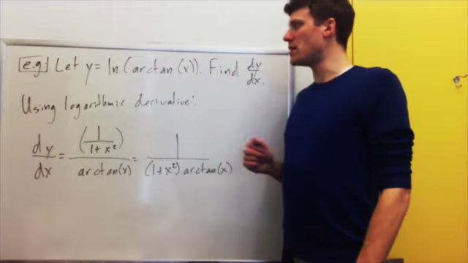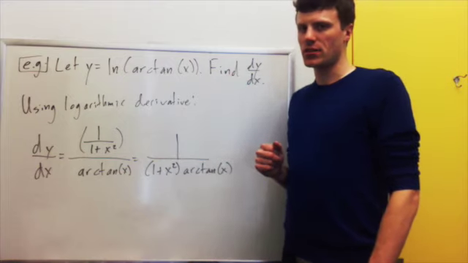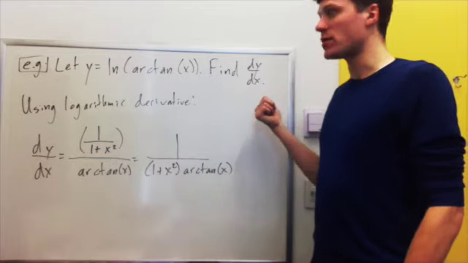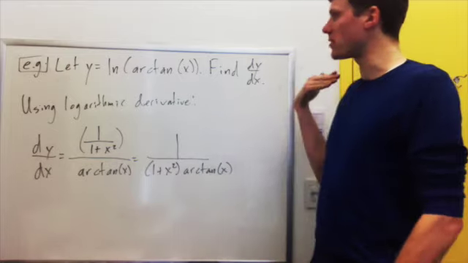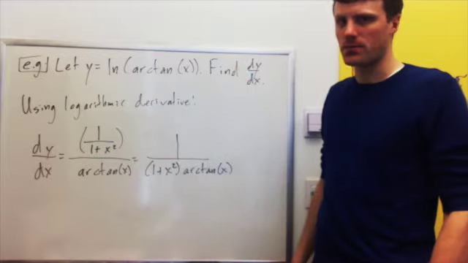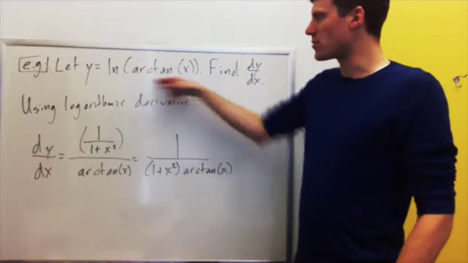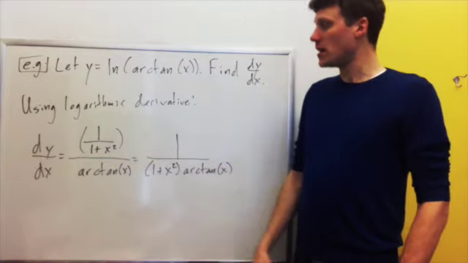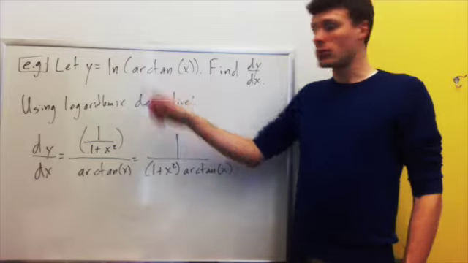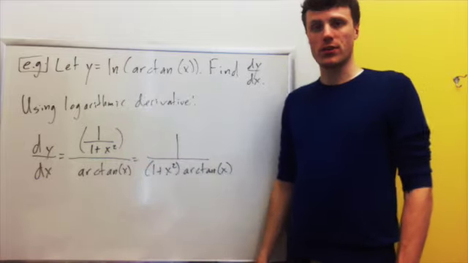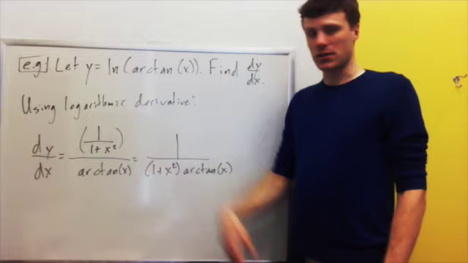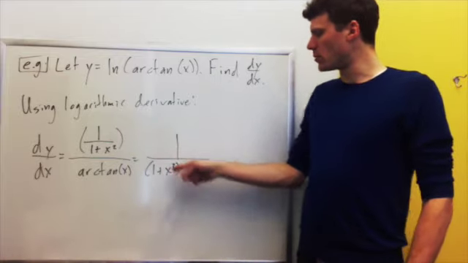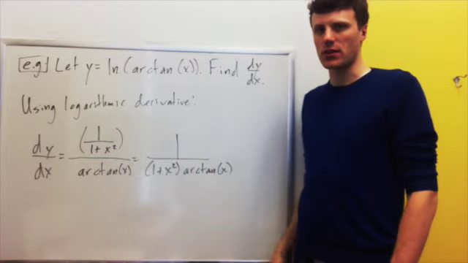Here is another example. Let y be the natural logarithm of arctangent x. Let's find dy/dx. Again, dy/dx is the same thing as y prime, it's just the derivative of y with respect to x. Since this is the natural logarithm of something, we use the logarithmic derivative. dy/dx is the derivative of arctangent, which we learned last time is 1 over 1 plus x squared, divided by arctangent. Okay, and I can simplify that to 1 over the quantity 1 plus x squared times arctangent of x.